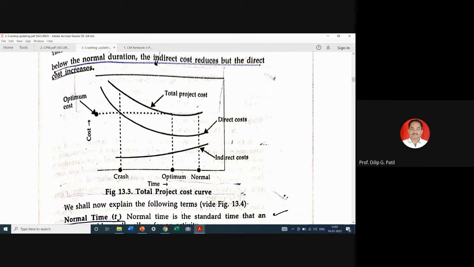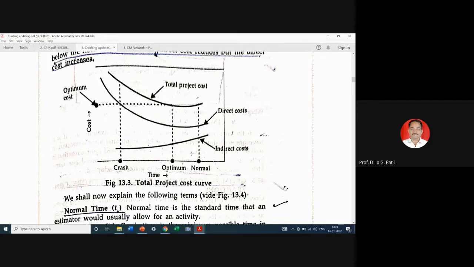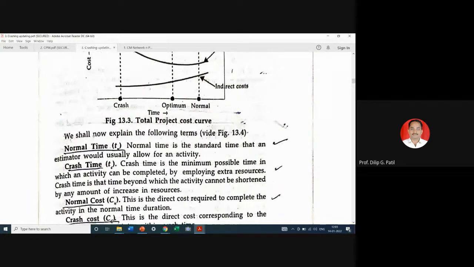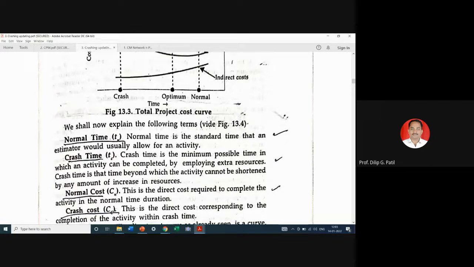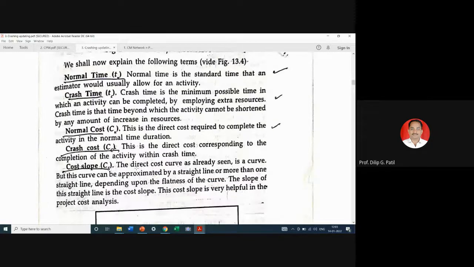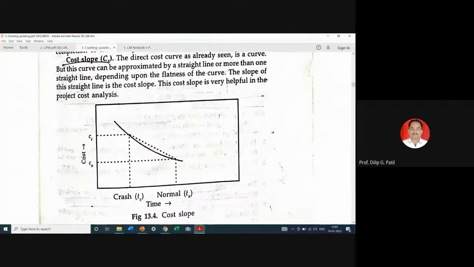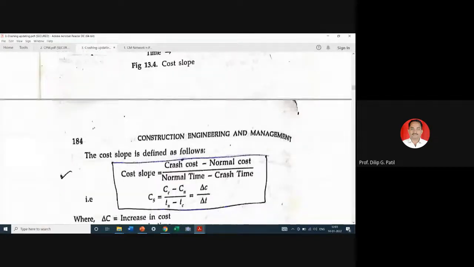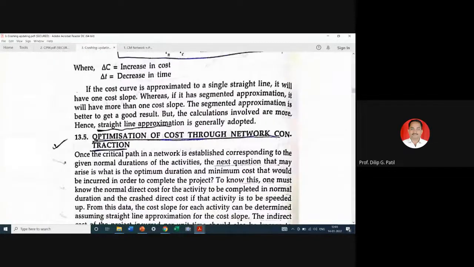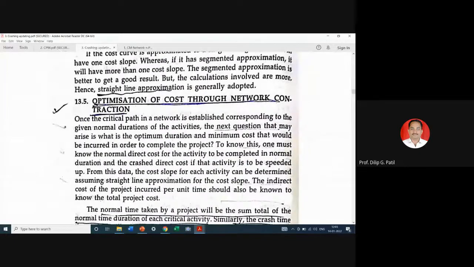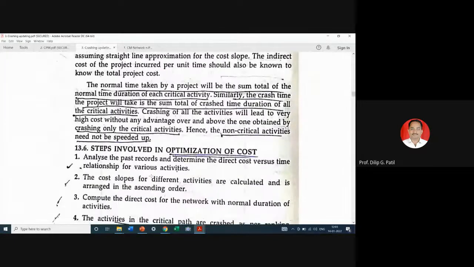And we will see that this particular optimum or minimum cost of the project is here and the respective project duration will be the optimum project duration. It is a very important step to understand the logic of crashing of the network. So we shall now explain the following terms: normal time, crash time, normal cost, crash cost, and cost slope.